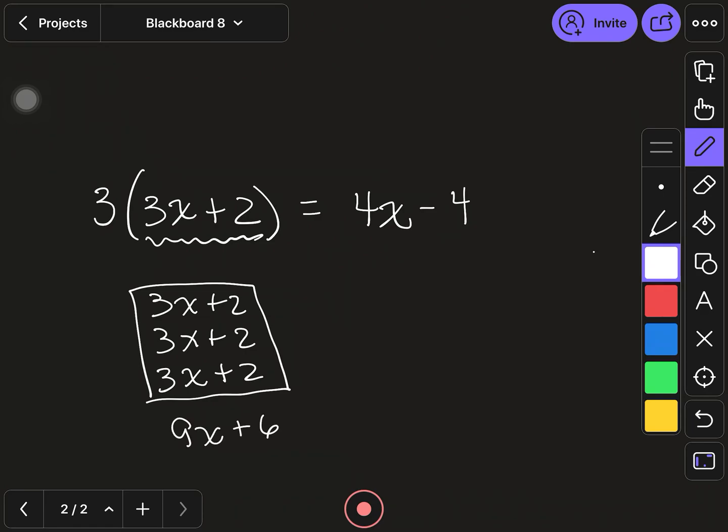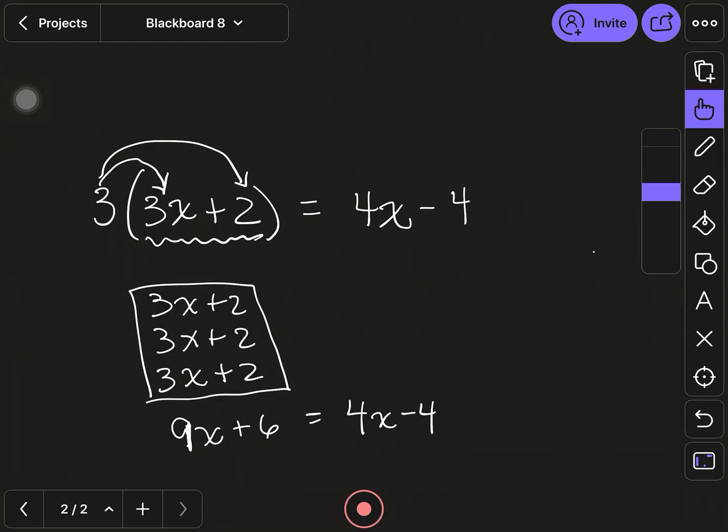Well, Mrs. Evans, couldn't I just multiply this number times 3x and then multiply this number times 3x or times 2? Yes, you can. As a matter of fact, that's actually the ideal way of doing it, but I want you to see why that works. You're basically saying what's in the parentheses is happening 3 times. And so that leaves you with 9x plus 6 is equal to 4x minus 4.